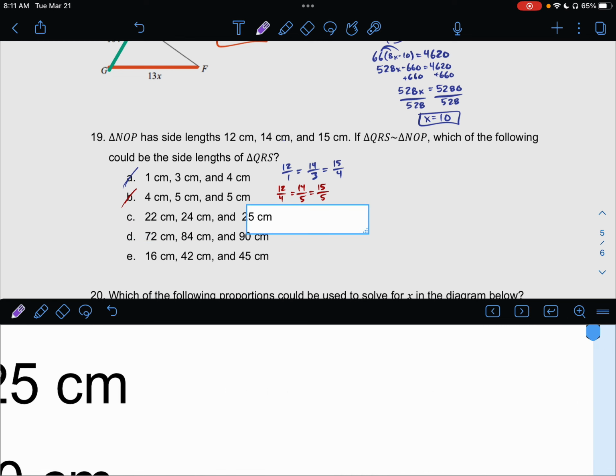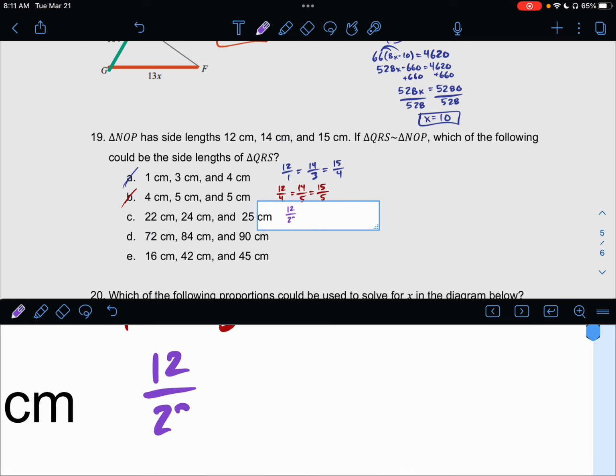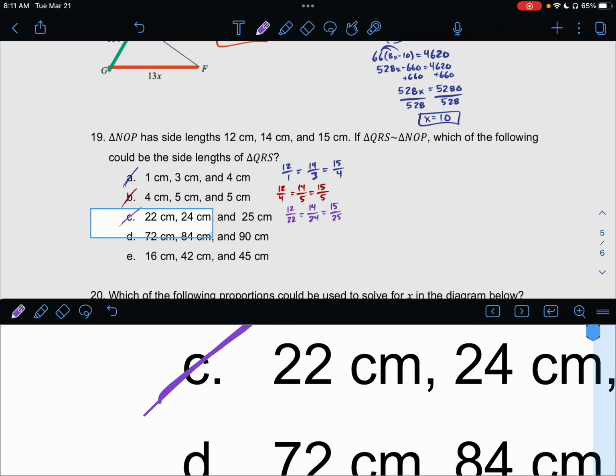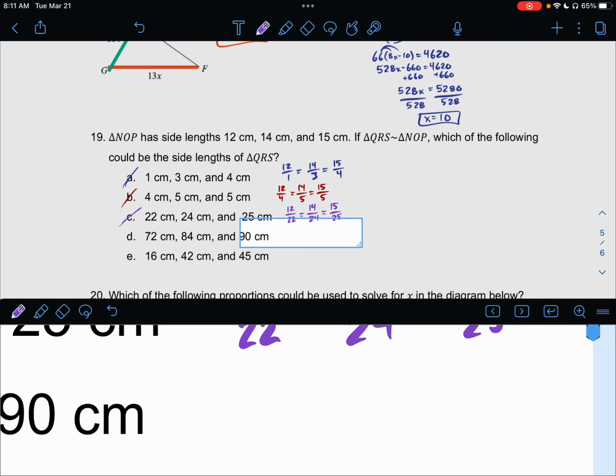For C, let's see. I can do 12 over 22, 14 over 24, and 15 over 25. So let's see, 12 over 22 is 0.545. 14 divided by 24 is 0.583. And 15 divided by 25 is 0.6. So none of these are the same decimal. And if I were to reduce these, let's see, I can divide this one by 2, I can divide this one by 2, this one I would divide by 5, and they would just not reduce to the same thing. So it's not that.